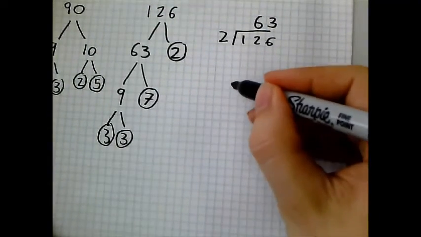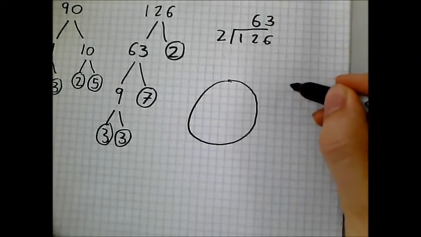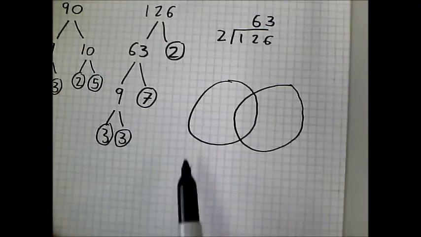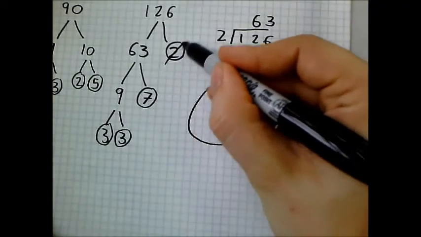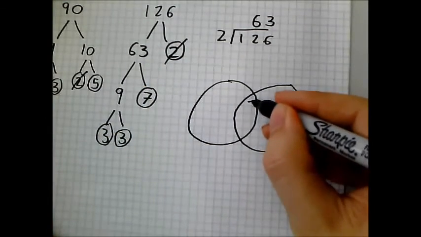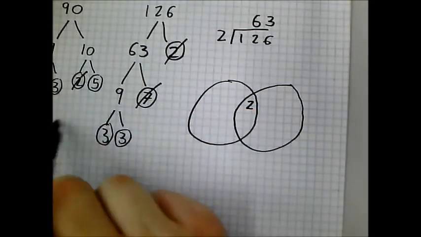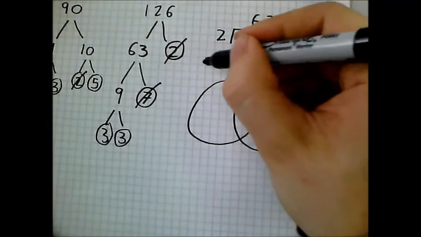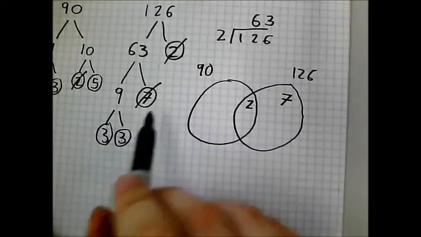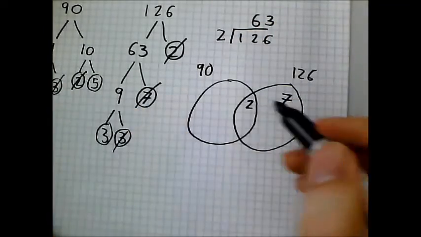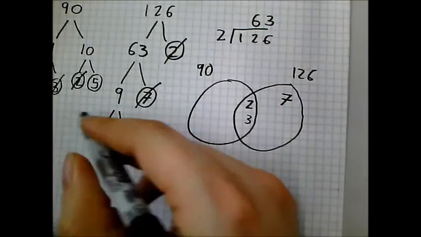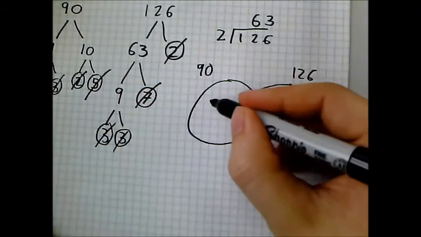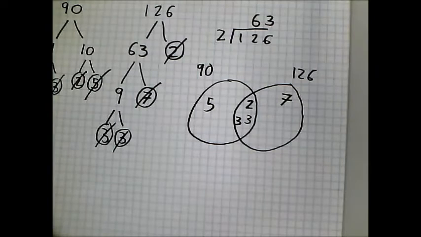Now I draw my Venn diagram. Factors that are common to both go in the middle of the Venn diagram. So I have a 2 and a 2. This goes in the middle. I have a 7 and no 7, so that goes in the 126 circle only. I've got a 3, which is in both, and another 3, which is in both. And I'm left with just a 5, which is not common, so that goes in the 90 circle.